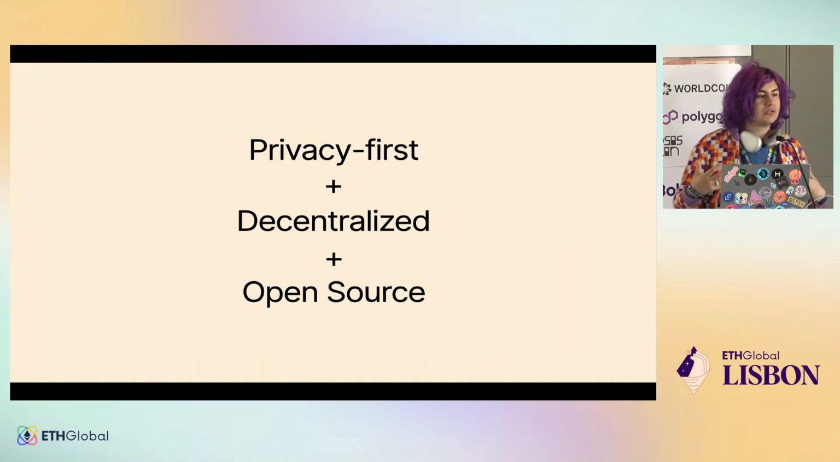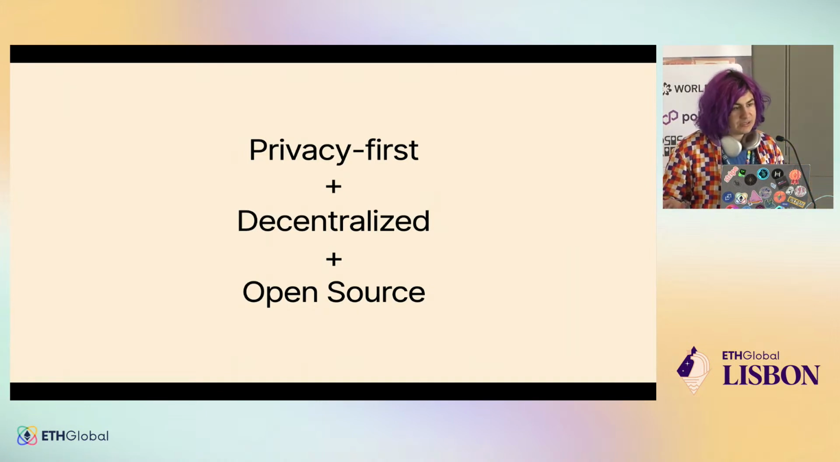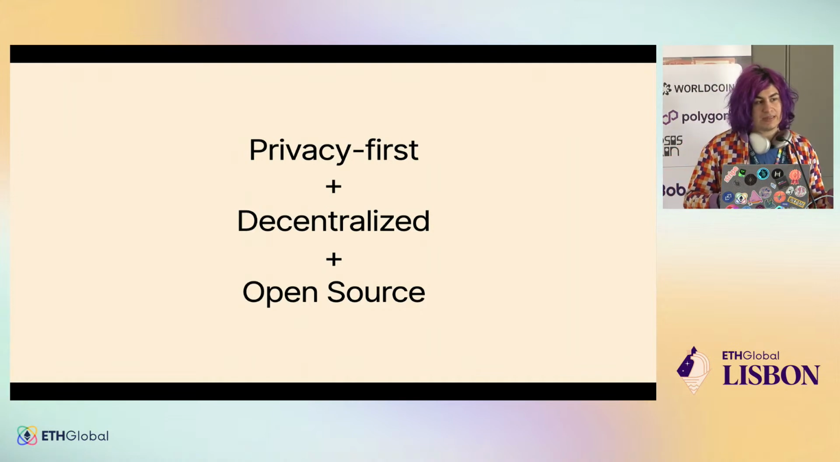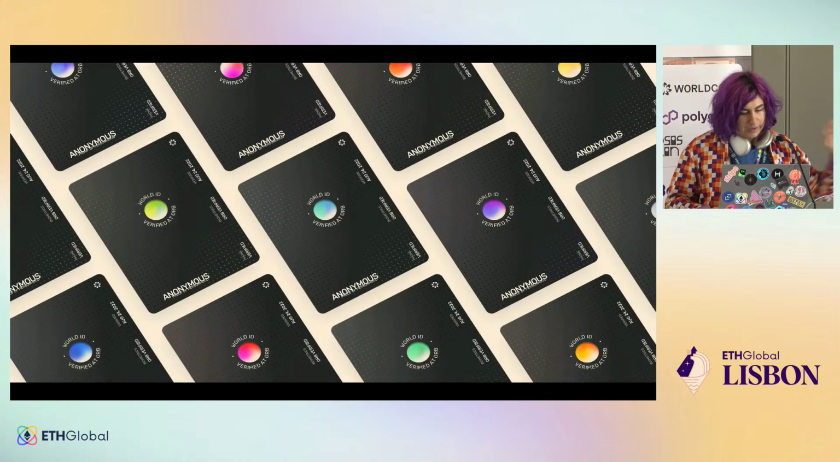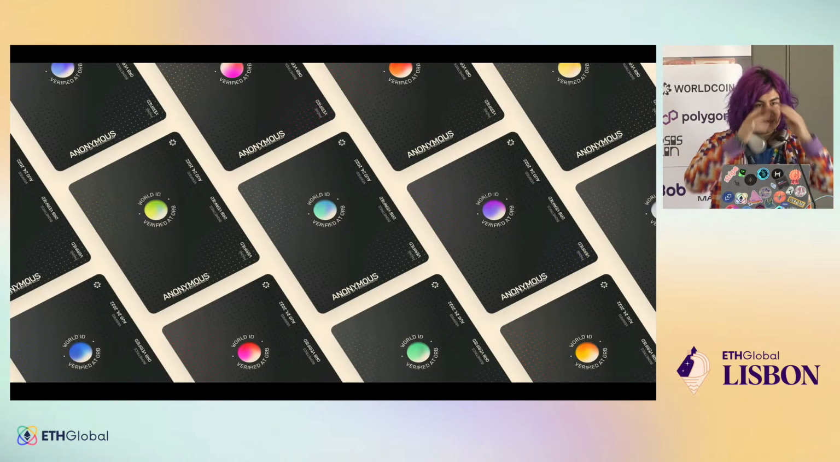And our goals for this system were to make it privacy first, maybe even anonymous, to make it decentralized using the tools that crypto gives us, and to make it open source. Because it feels like those are the requirements that, if I was working on a project, I would be comfortable with adding something like this. And yeah, we built this system called World ID.